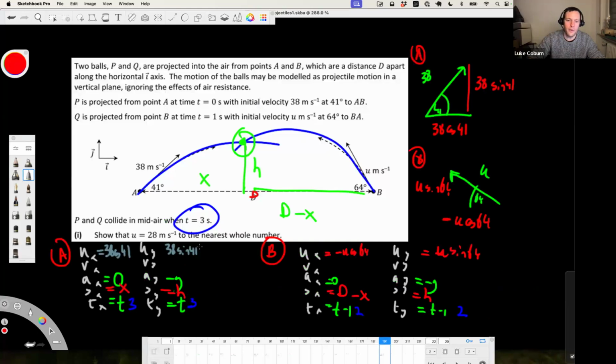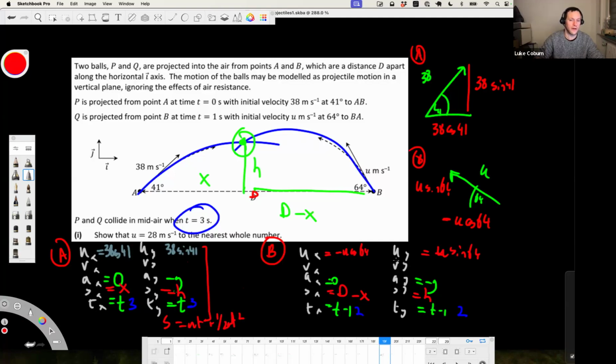Probably what's going to happen is that we'll be able to write down an equation in h and get h on its own on one side. What have we got? We've got u, we've got a, we've got s, and we have t. So we can write down a formula: s is equal to ut plus a half at squared. And then we'll get something out of that that we can put over here.